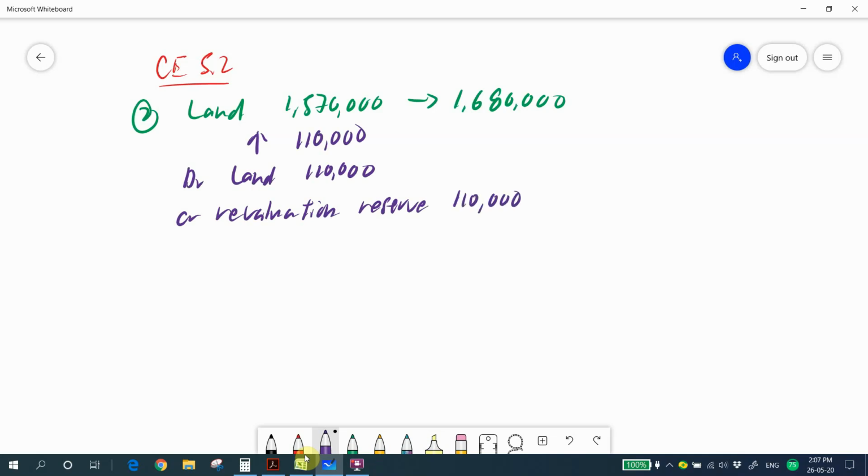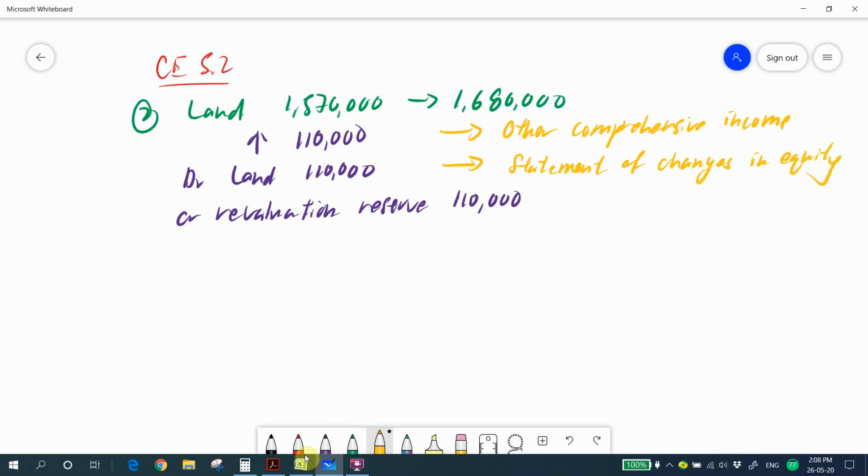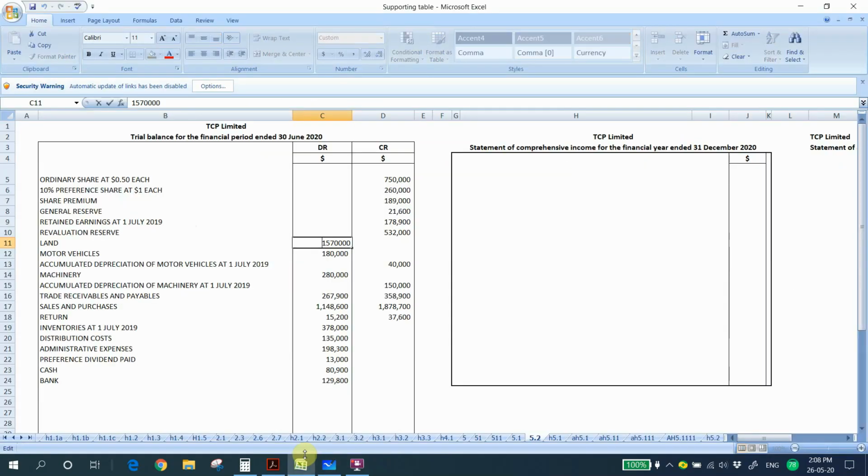110. So where we will show this, in our other comprehensive income. And we will show this event in the statement of changes in equity. So let's reflect this adjustment in our trial balance. Land value increased 110. And do we have any revaluation reserve here? Yes, so we increase 110 as well.